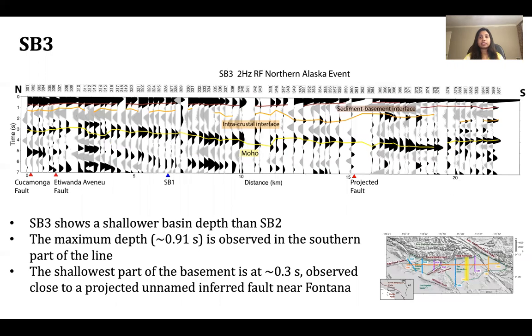The north-south oriented SB3 line is located in the central part of SB basin. This line shows a shallower basin depth than SB2. The maximum depth is at 0.91 second observed in the southern part of the line near station 384. The shallowest part of the basement is at 0.3 seconds, which is observed close to an unnamed inferred fault near Fontana. The Cucamonga and Etiwanda Avenue faults in the northern part of the line do not appear to exhibit such an effect on sediment basement interface.